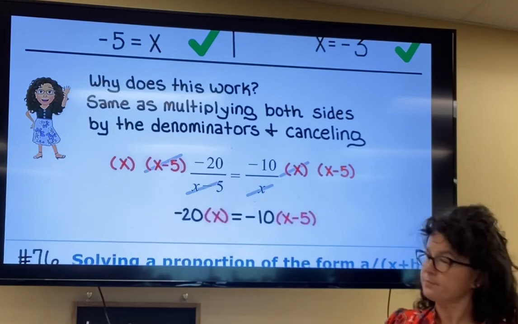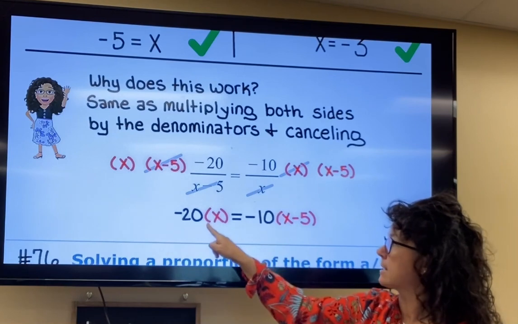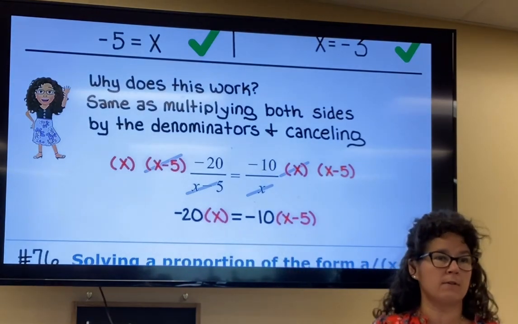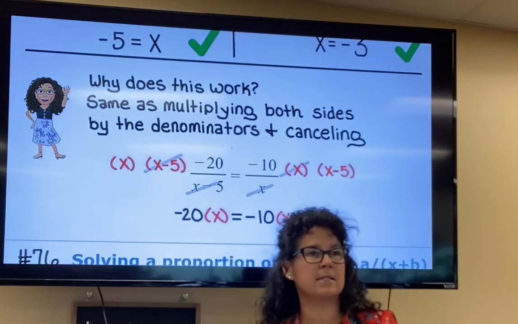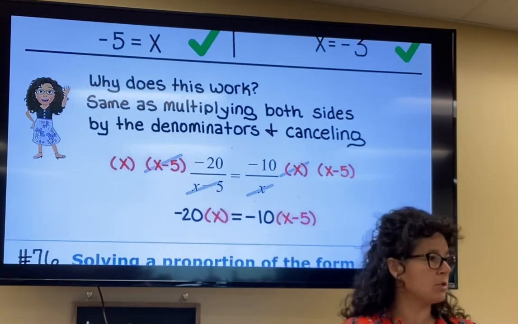So notice what that really amounts to is negative 20 times x is equal to negative 10 times x minus 5. So setting this times this equal to this times this is a shortcut to multiplying both sides by the denominators when you see a fraction.